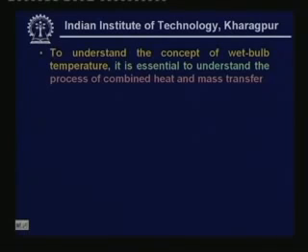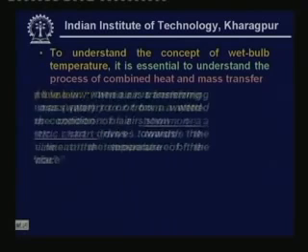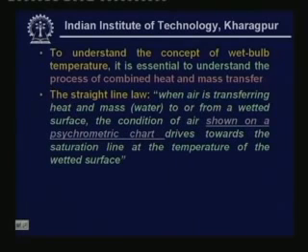To understand the concept of wet bulb temperature, it is essential to understand the process of combined heat and mass transfer. When we discuss combined heat and mass transfer with reference to a mixture of air and water vapor, then we have to talk about a law called the straight line law. What is the straight line law? The straight line law says that when air is transferring heat and mass, here mass means water vapor, to or from a wetted surface, the condition of air shown in a psychrometric chart drives towards the saturation line at the temperature of the wetted surface. Okay, so this is the straight line law.